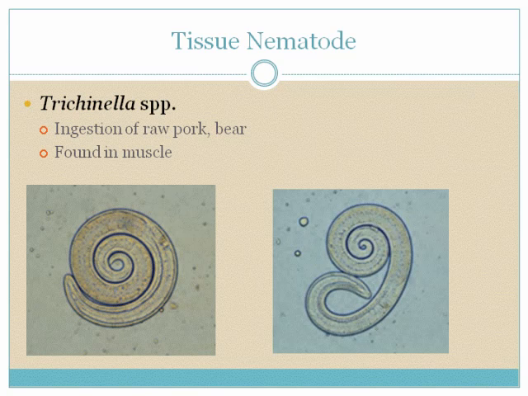Here we have a tissue nematode, Trichinella spiralis. This is caused when you get ingestion of raw pork or bear. It's found in the muscle. This is the larva here. Kind of forms that spiral shape.